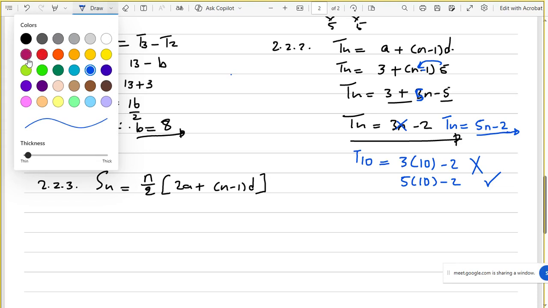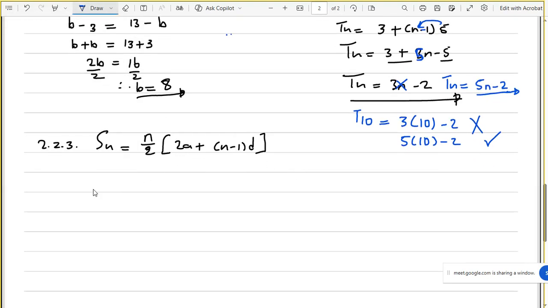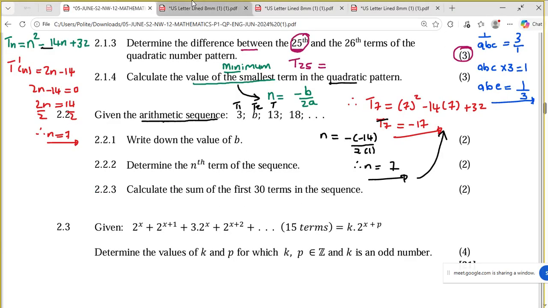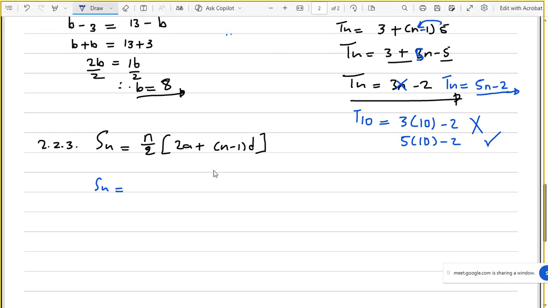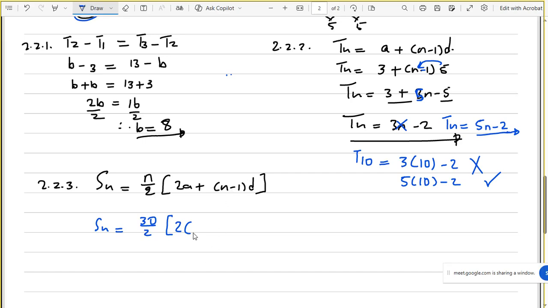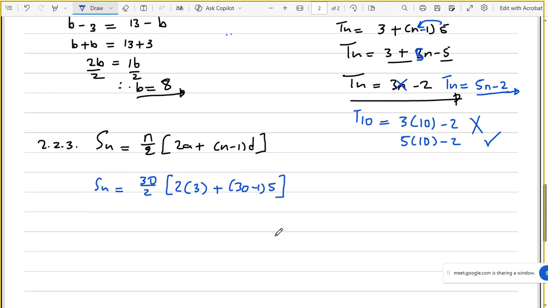Okay, then when we keep moving, it says that Sn is equal to, for the first 30 terms, so where there's n, I'm going to substitute 30. So this will be 30 over 2 into 2 times a, the first term of the sequence, that's 3. So where there's a, I'm going to substitute 3, plus n, which is 30 minus 1, times d, and we said d is 5. I need you guys to punch that on the calculator. Tell me what you get.